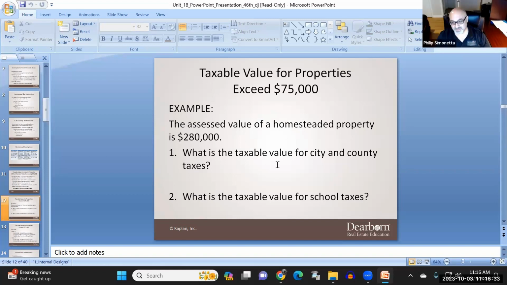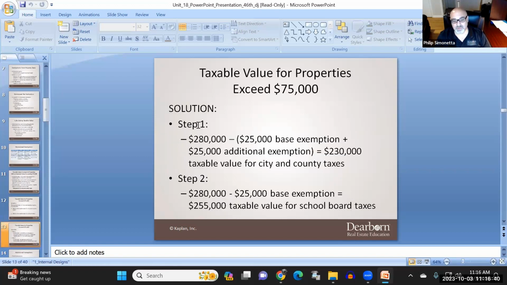Two calculations. Gotcha. You don't take it off the other, right? It's two separate calculations. So step one, 280 minus 25 base minus 25 additional equals 230. That's your number for city and county. And then step two is 280 minus 25,000 is 255 for school board.